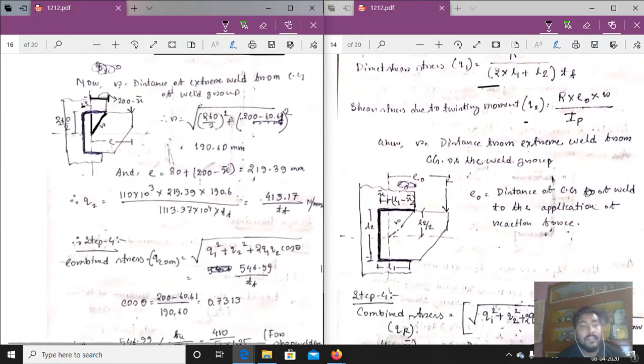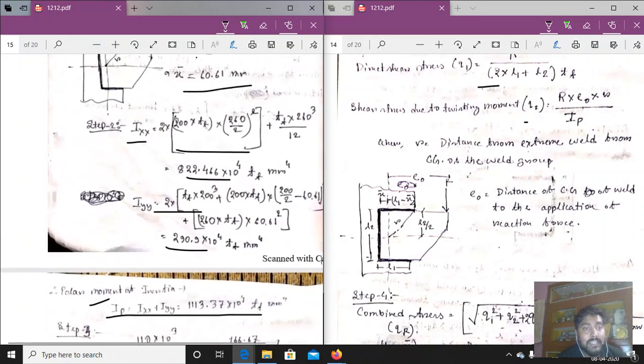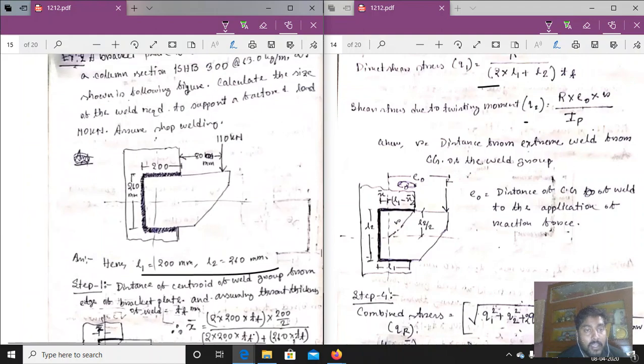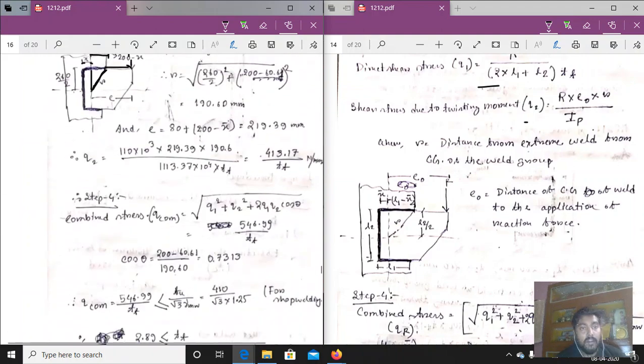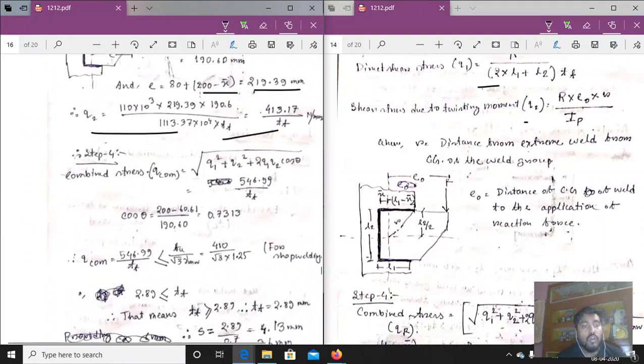Now E is equal to, this value is E, from here to here. So we can determine the value. This is 80, it is given in the problem, so 80 plus that value, that is 200 minus x. Putting the value here, we can determine Q2 also. So the combined shear stress Q1 plus Q2, putting all the values, we get 546.99 by Tt.